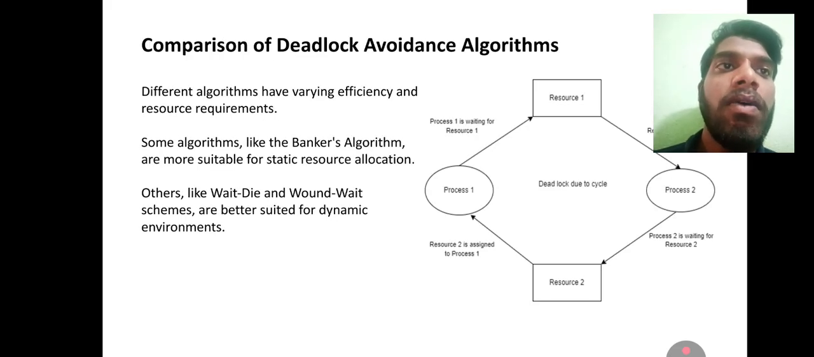Comparison of deadlock avoidance algorithms. Different algorithms have varying efficiency and resource requirements. Some algorithms like Banker's algorithm are more suitable for static resource allocation. Others like wait-die and wound-wait schemes are better suited for dynamic environments.